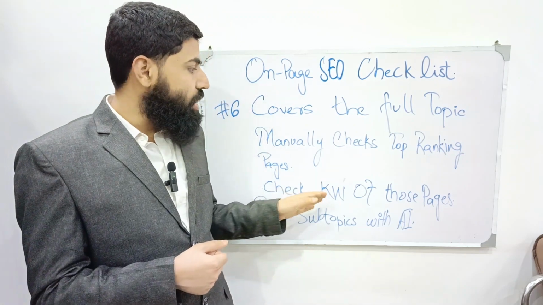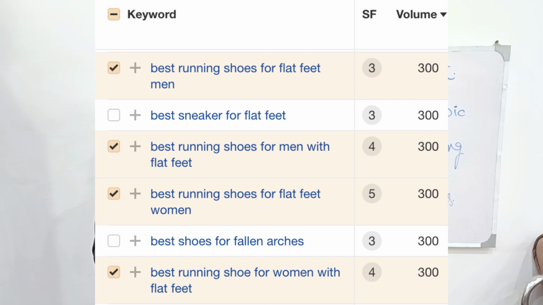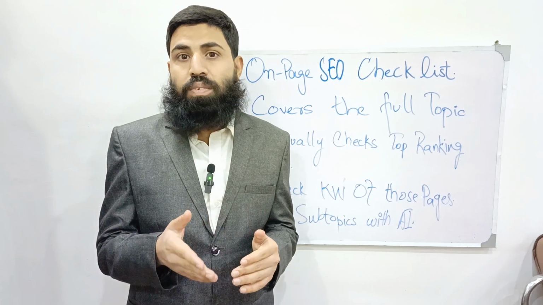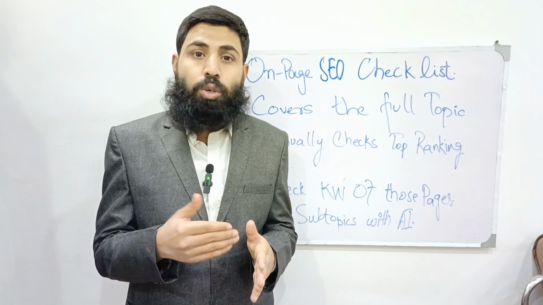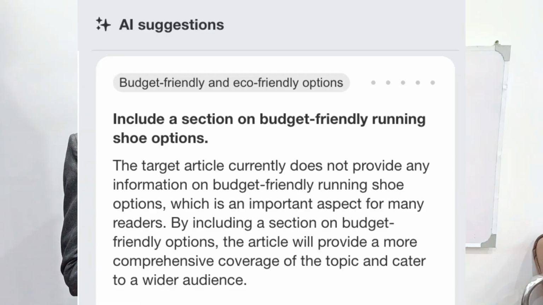Second, you can check the keywords of those pages. They might have used some keywords. So you can check their keywords, do competitor analysis, and in return, you can rank for those keywords as well. Additionally, your keywords too. Third, you can use AI to find subtopics. It will help you to generate more content and you can grow more quickly on Google.